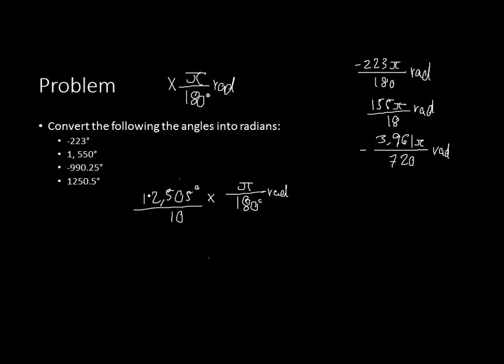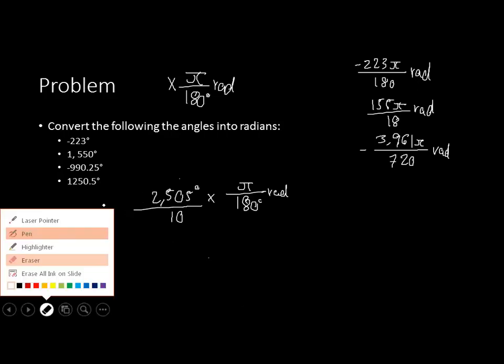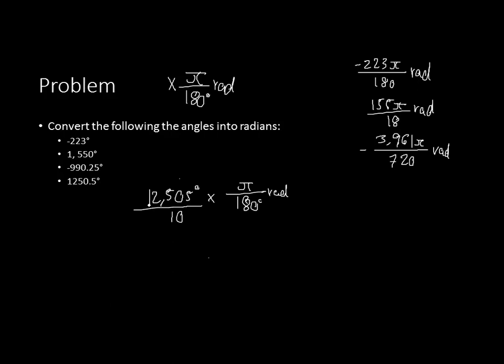Now let's take a look if these two numbers, 12,505 and 180, have a common factor, except one, of course. 12,505 and 180. I think they're both divisible by 5. Am I right? I think they are. Yeah, they're both divisible by 5.